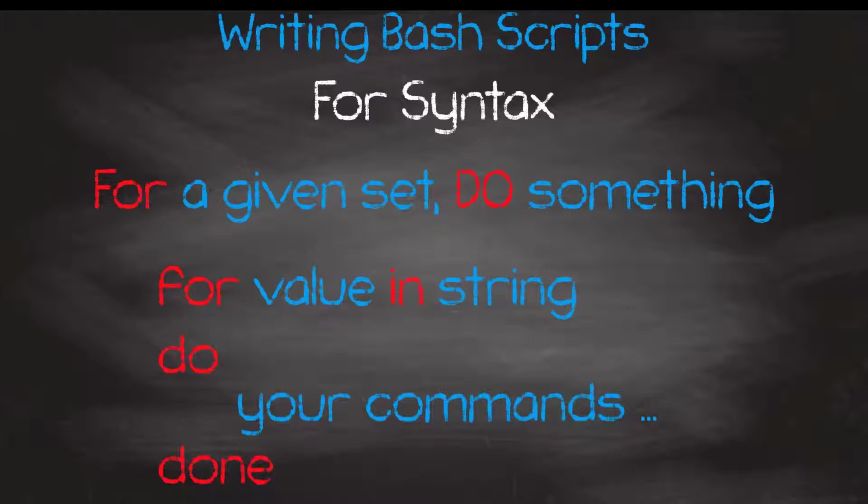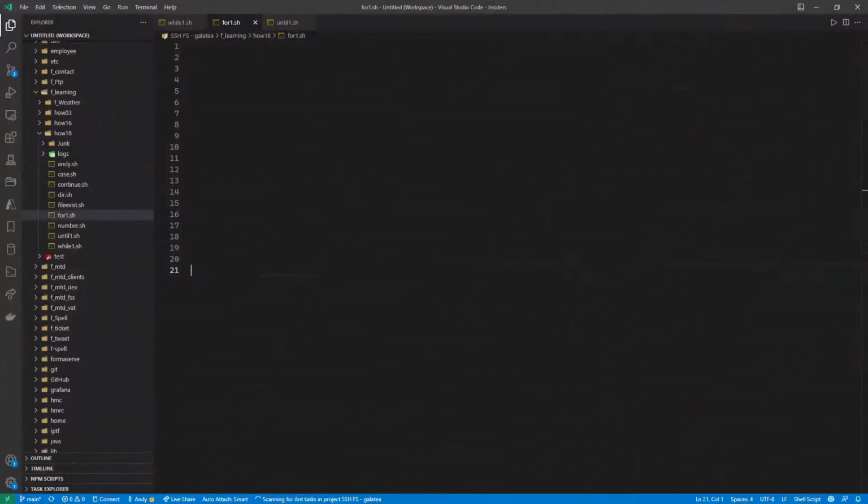Let me show you with an example. We start off a new bash script, for1.sh. As always, first line the shebang. Next we're going to define a variable.